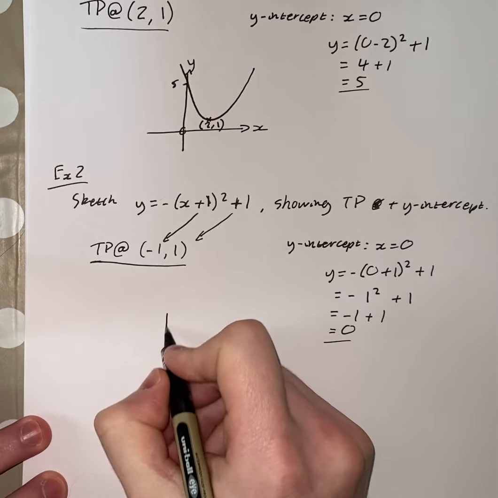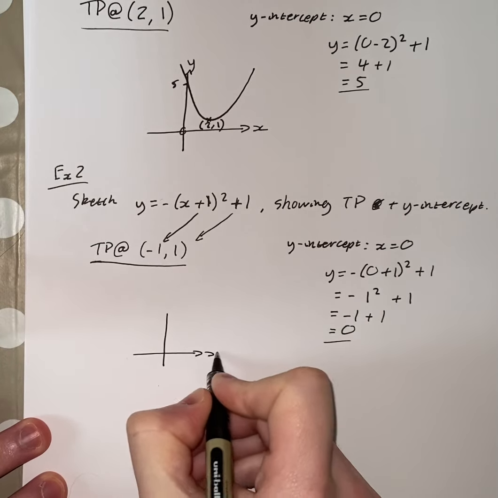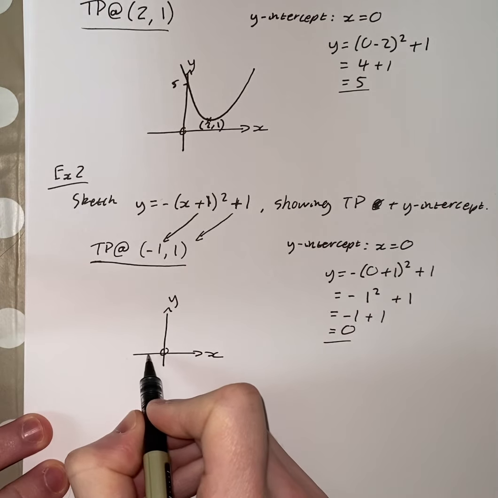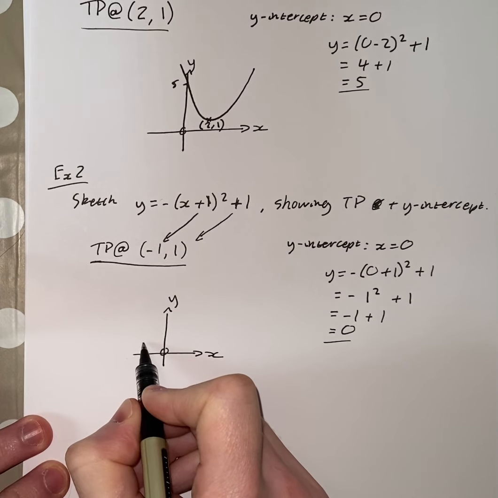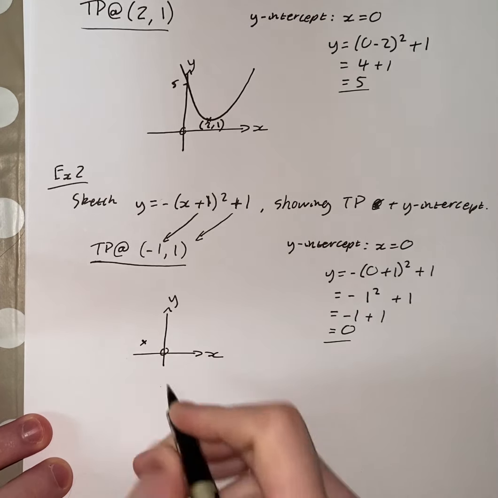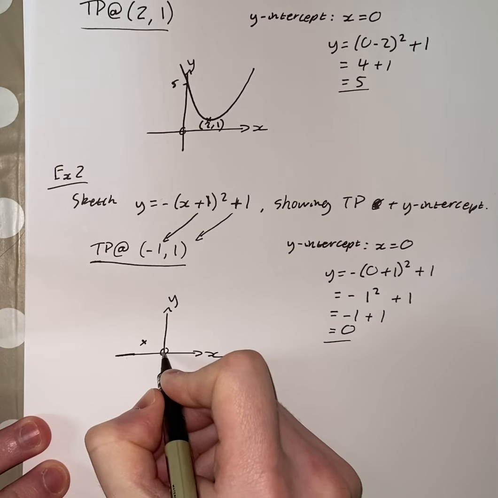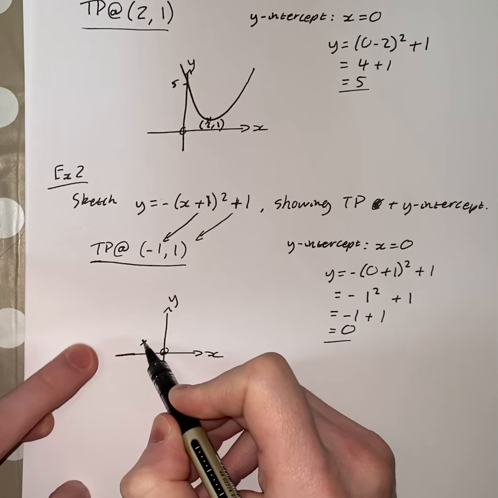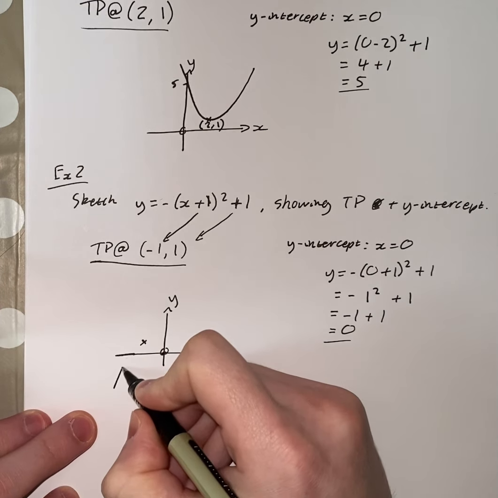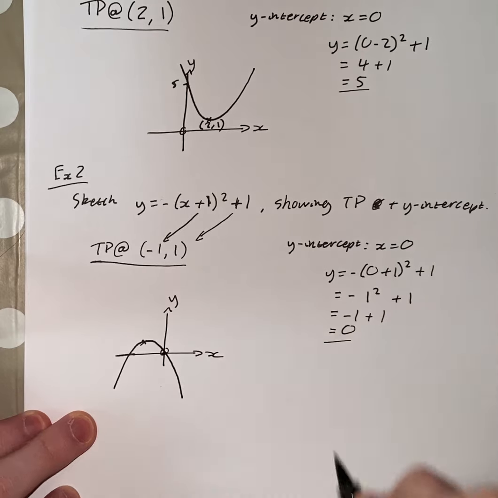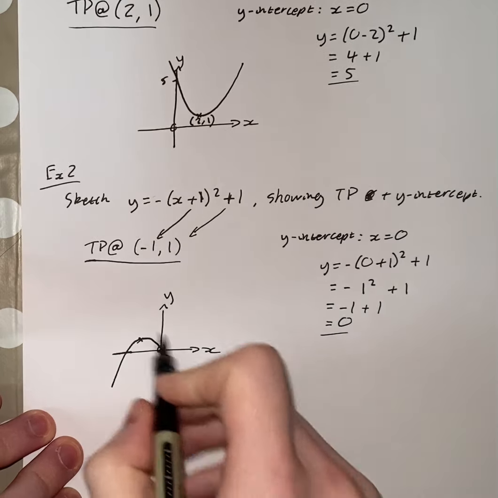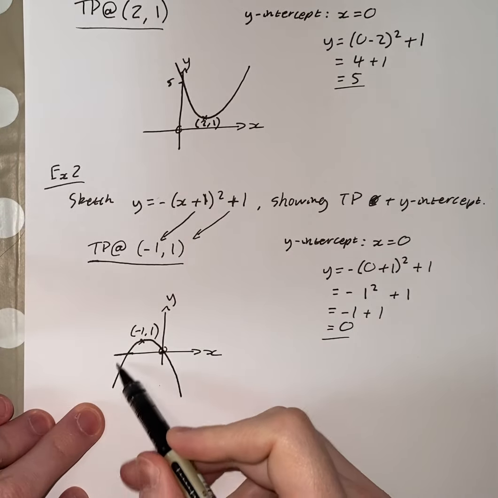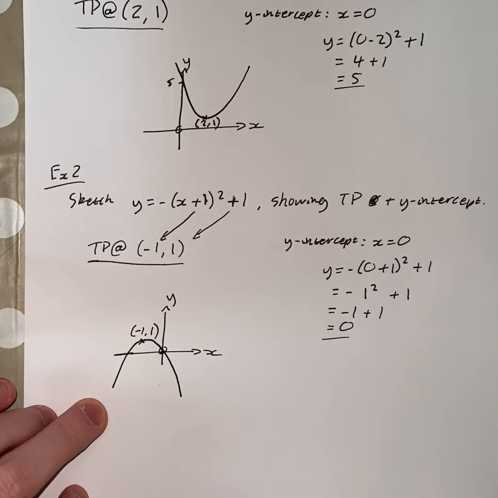Again, all we're going to do here is sketch a wee set of axes. There's my x, there's my y, there's my origin, and my turning point is at (-1, 1), so let's call that about there. Then because my y-intercept is right through (0, 0), the origin, what you can see here is that the y-intercept is below the turning point. So what that means is that our parabola is going to be one that looks like this. That negative outside the bracket changes it to be this upside down U shape.